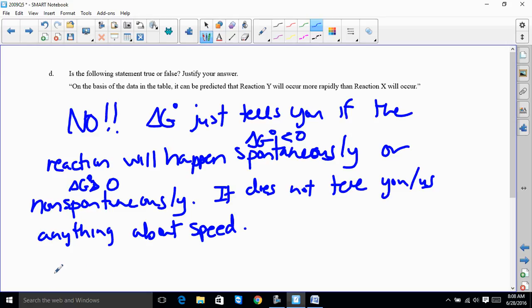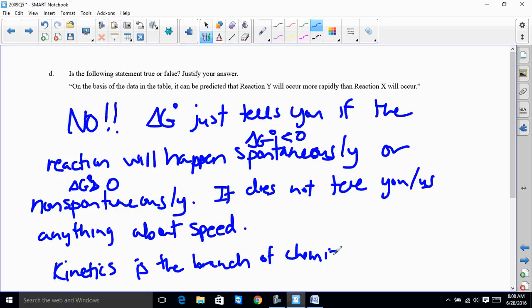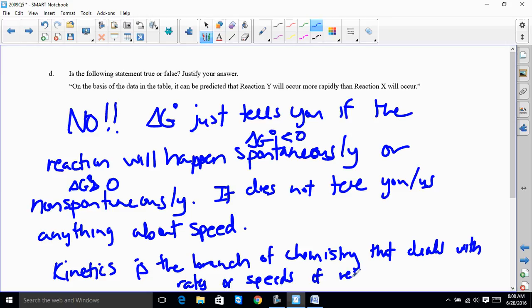The branch of chemistry that deals with rate or speed is kinetics, which is the chapter I usually do right before this. And so kinetics is the branch of chemistry that deals with rates or speeds of reaction.